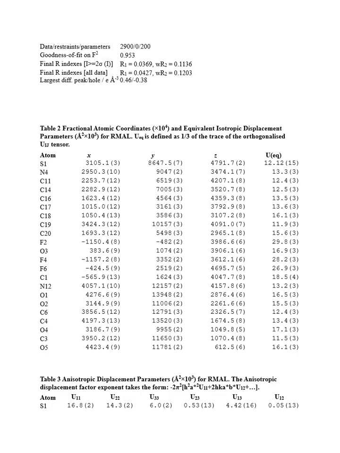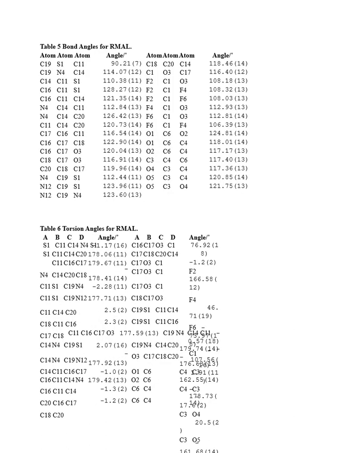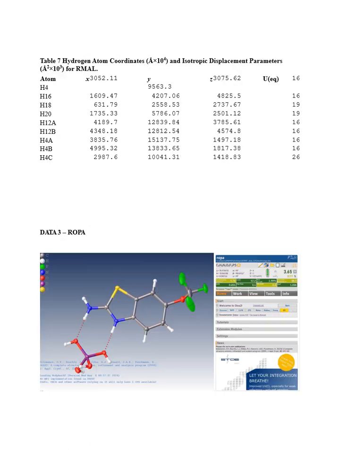After that, in the same way, we refine the structure and generate a report. In the report we get the fractional atomic coordinates and the equivalent isotropic displacement parameters, and the anisotropic displacement parameters which come when we add ellipsoids. Then we also get the bond lengths, bond angles and torsional angles for RMAL.